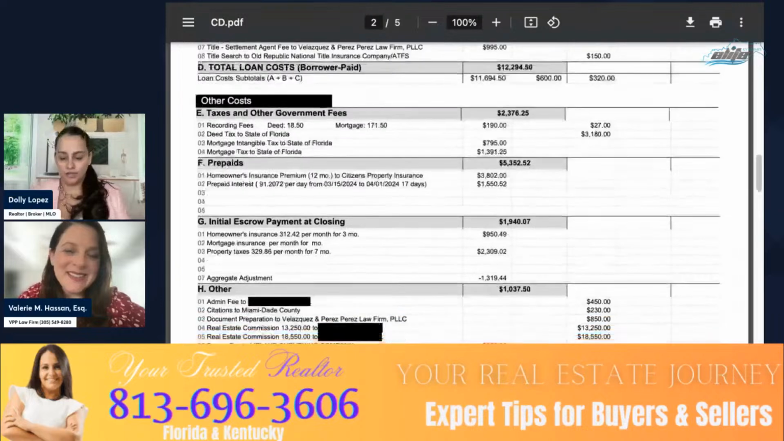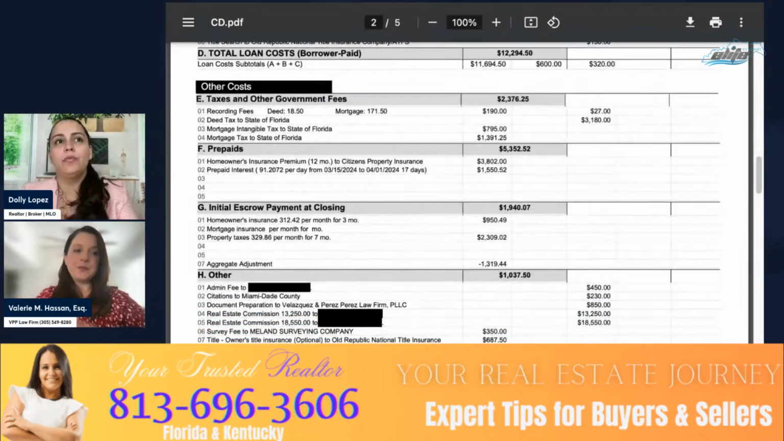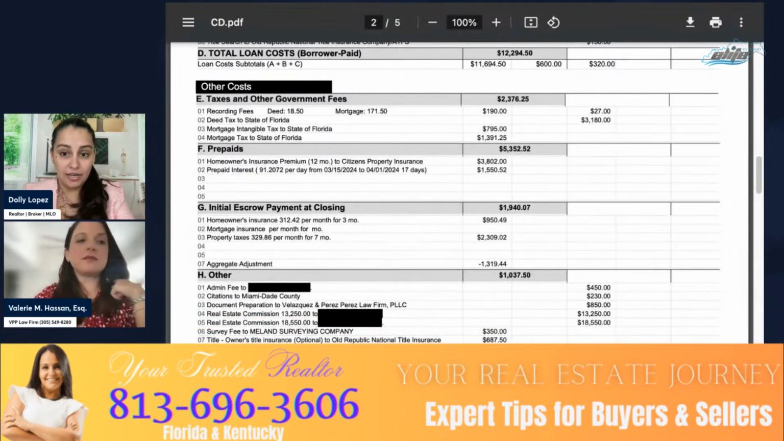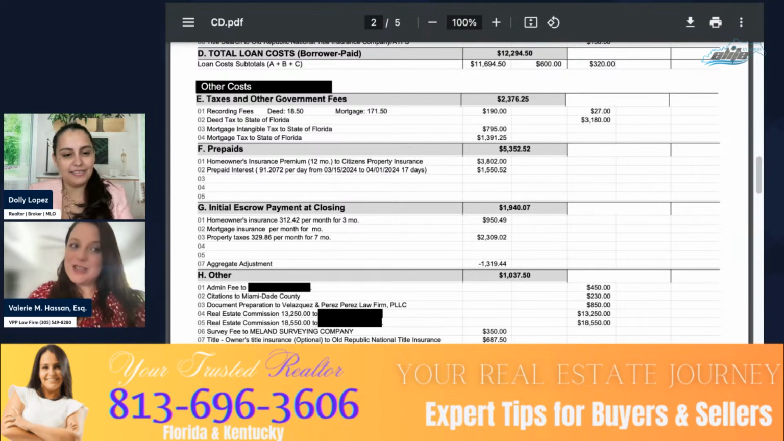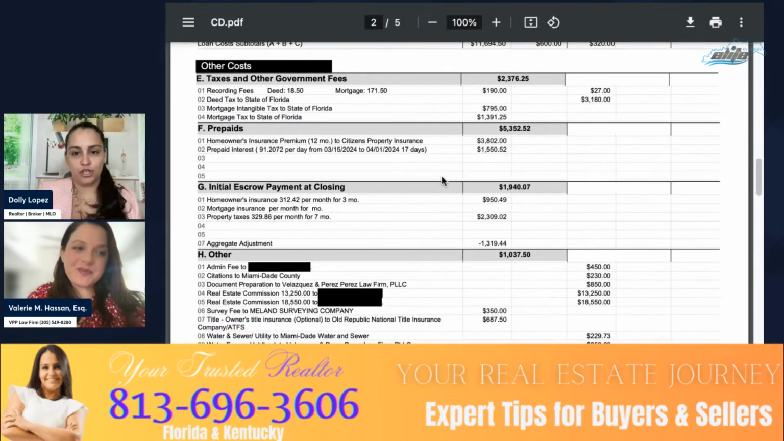Perfect. Other costs. Because whenever we add up all the closing costs, they can add up pretty quickly. And a lot of people think, I'm paying for the lender and realtor and the closing agency. But is that it? It's so much more than that. And this is the exact document to look at, so you know all these charges.